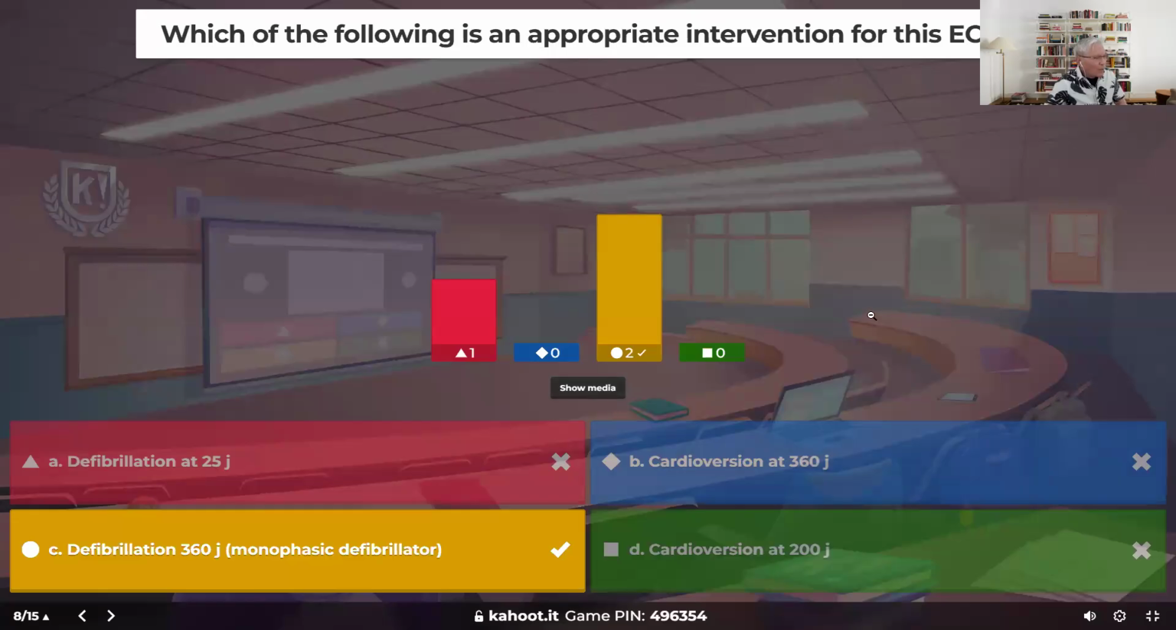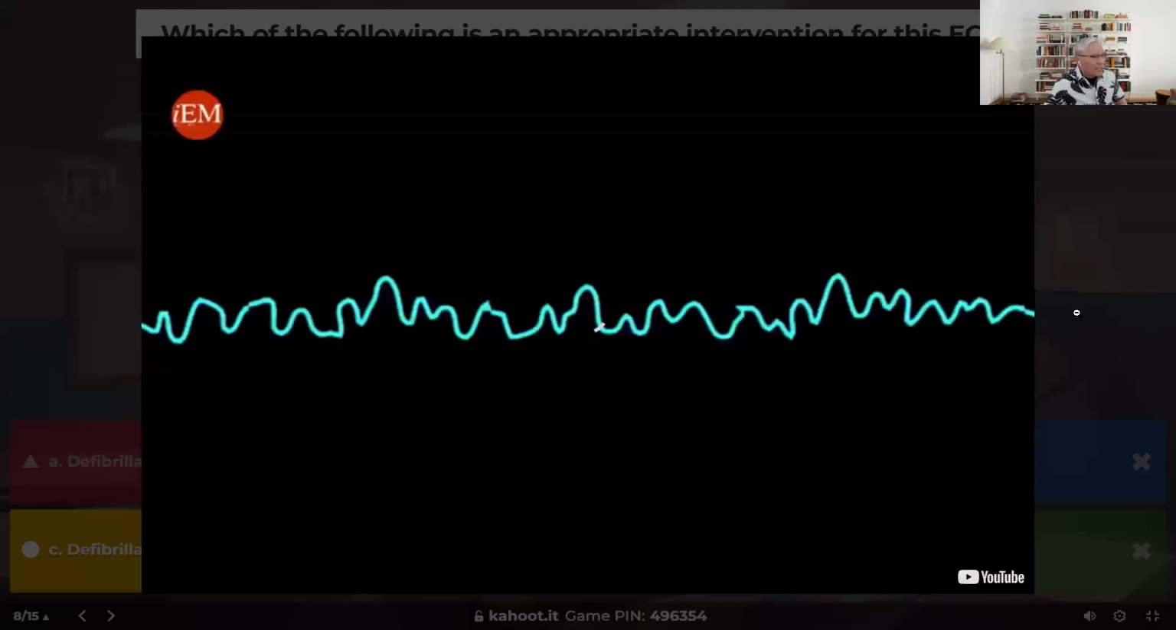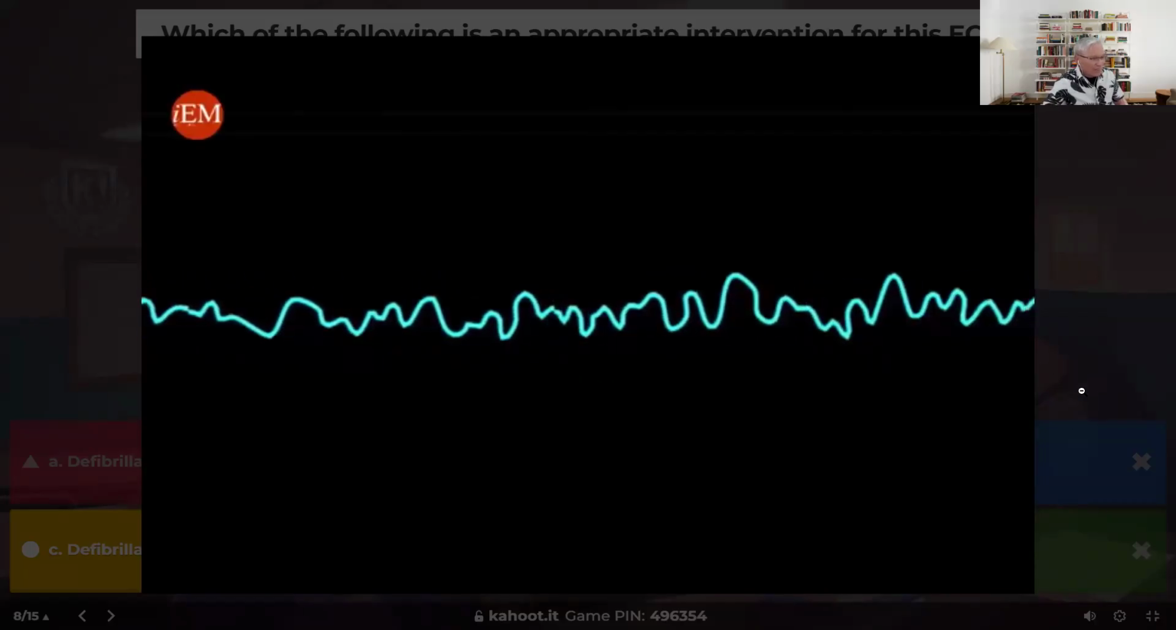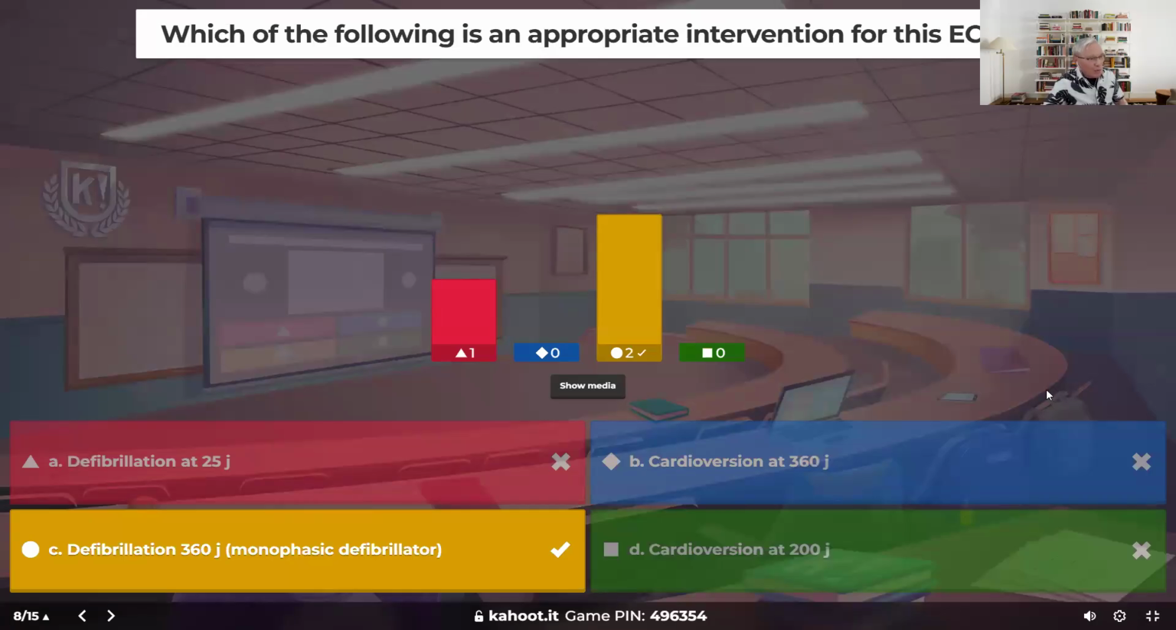Okay, so this is going to be a situation we're in. You cannot identify any waveforms at all. This is ventricular fibrillation. So what you need to do is to defibrillate, you remember, at the maximum dose. 25 joules is just like tapping somebody, so it will not cause any effect at all. So you need to have the maximum dose that would be 360 for a type of defibrillator called monophasic or 200 for a defibrillator called biphasic.